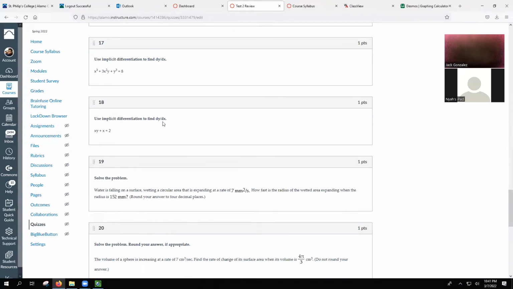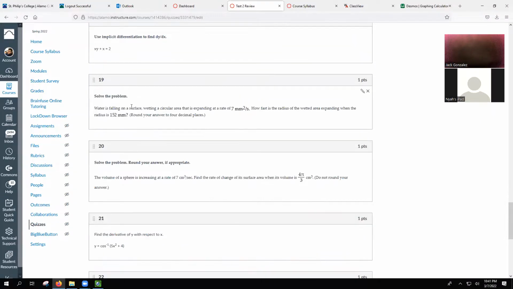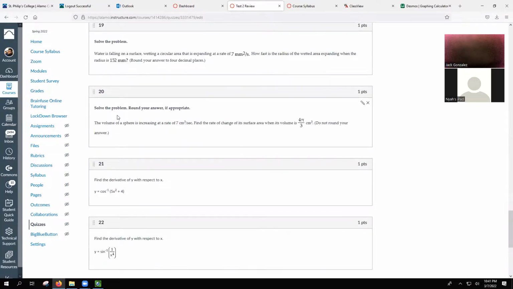On a 17. 18 is the same thing, but a little easier. 19 is the word problem. No, it's the 19. Yes. I think we did 20. We did something similar to 20. That's the 19. That one looks different. Okay.